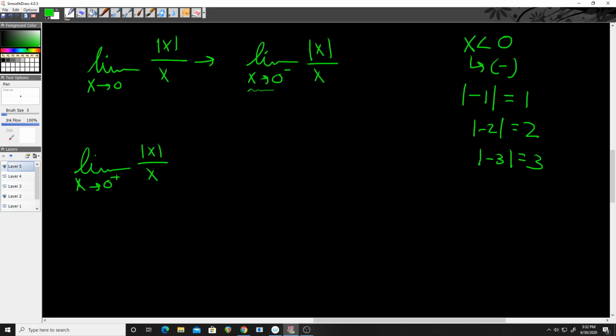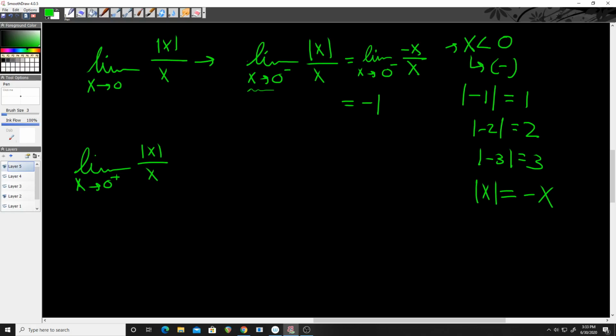So, in other words, the absolute value of x, if x is negative, is exactly negative x. So this becomes the limit as x approaches 0 from the left, negative x over x. And now, x over x is 1, but we got a negative. So this answer is negative 1. So left-hand limit, negative 1.